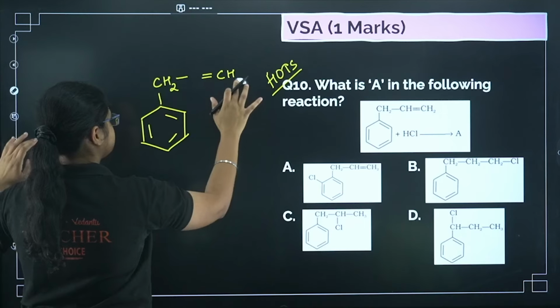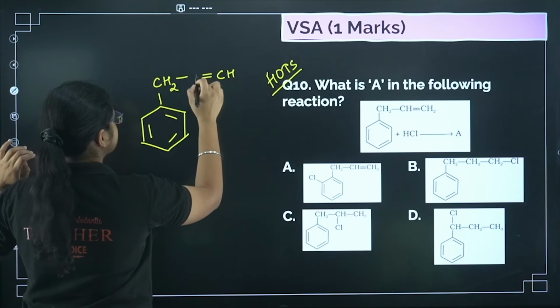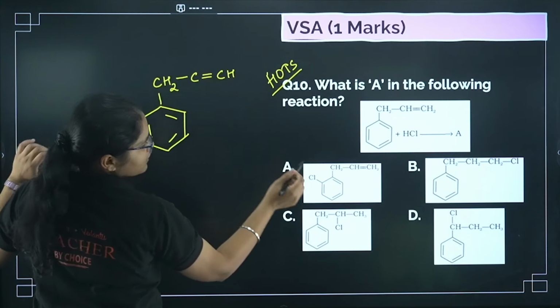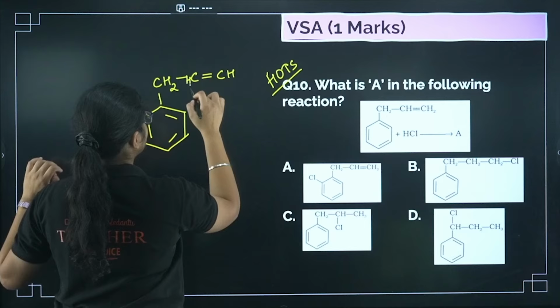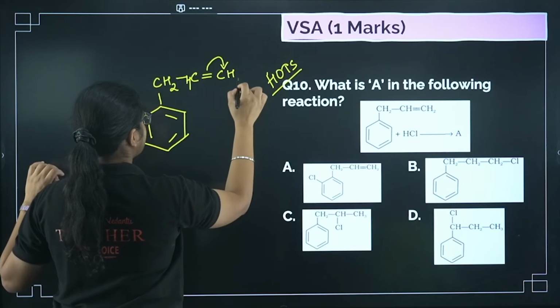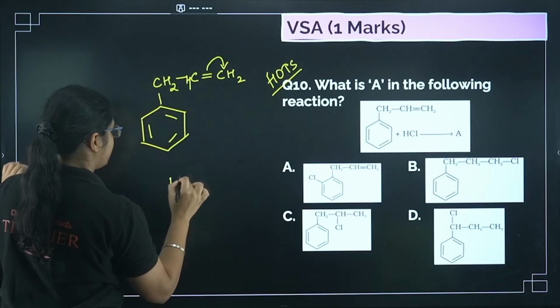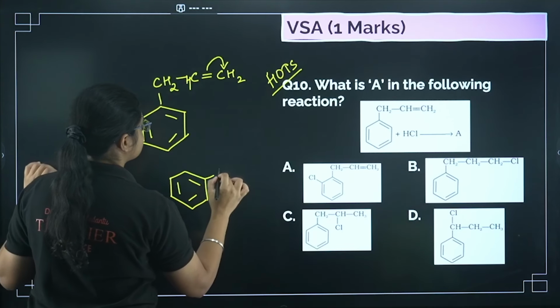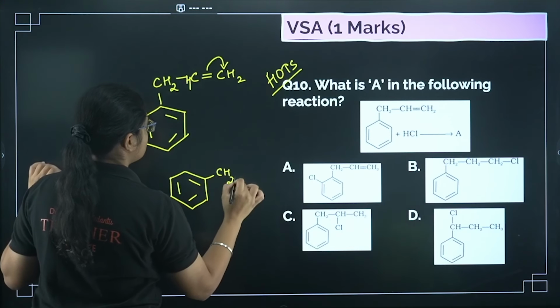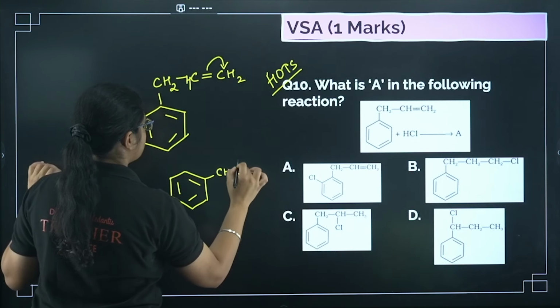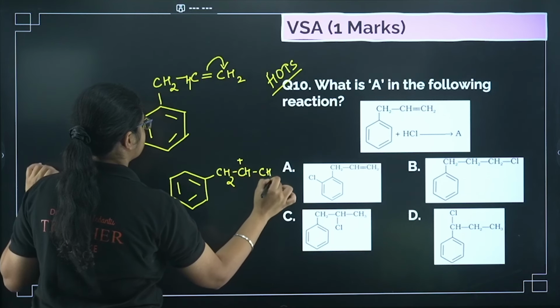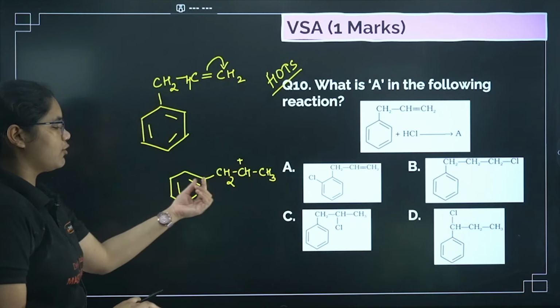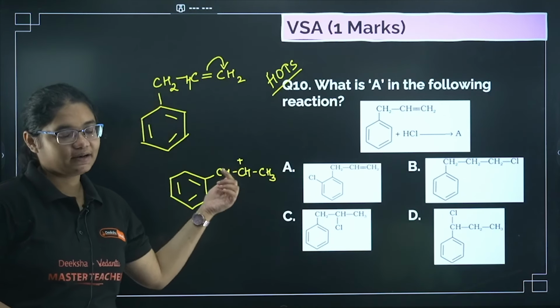Okay, so this is CH, right? So this bond shifts here and you have this carbocation like this. We have this one, that is CH2, CH plus and CH3. Okay, now this carbocation is formed here. Now this is a secondary carbocation.